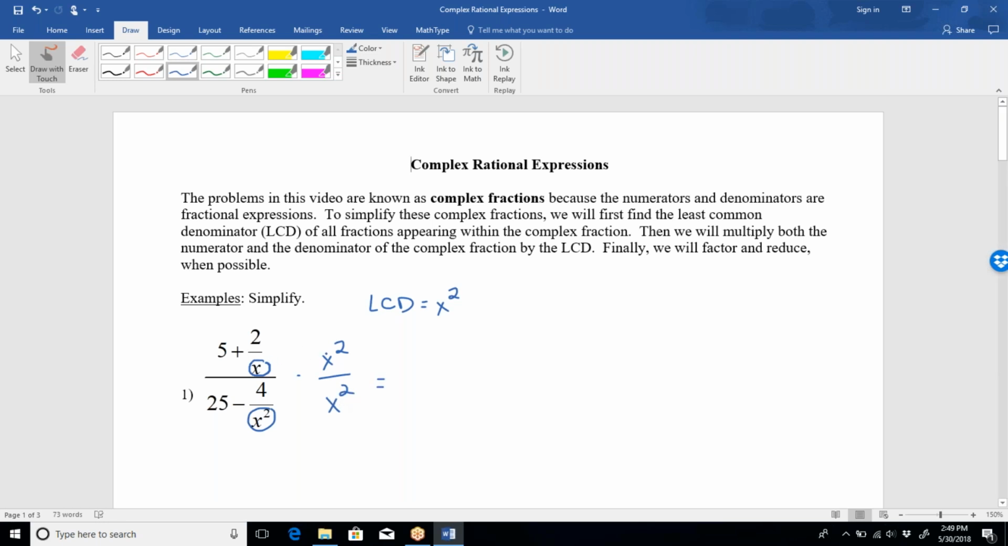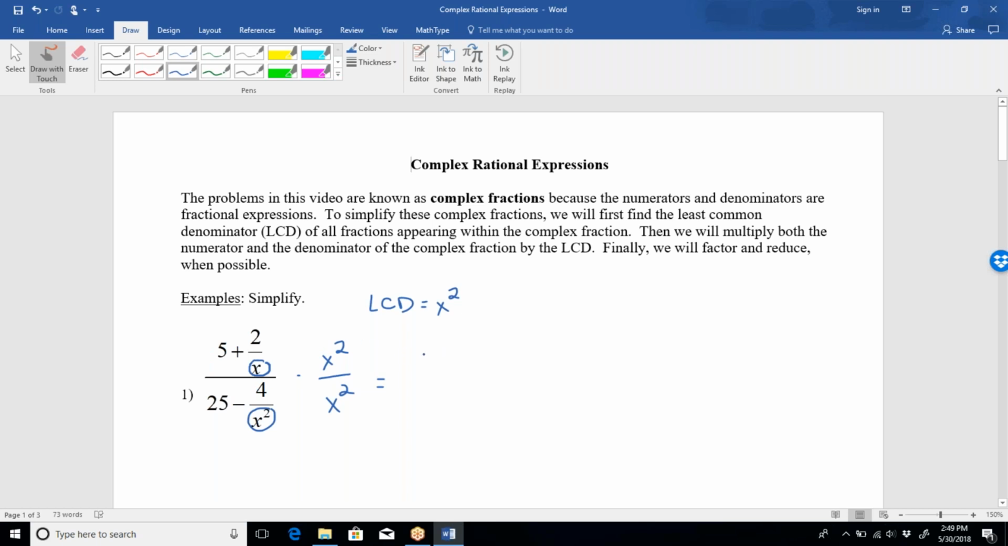And when you multiply both the numerator and the denominator of a fraction by the same thing, you're essentially just multiplying by the number 1. X squared over x squared is just 1. So we're not changing the value of this. What we're going to get is equivalent to this original expression.